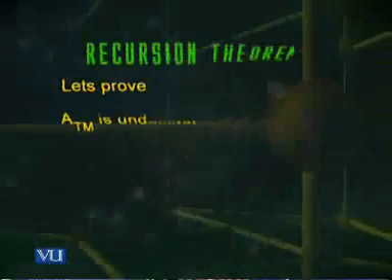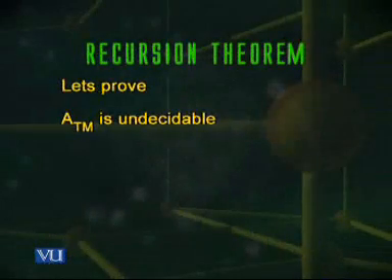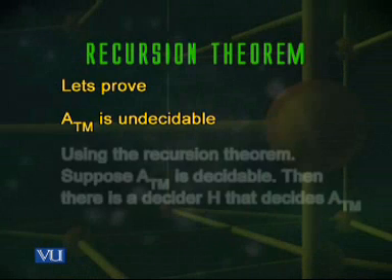Remember A_TM, the halting problem? Remember that language which consists of all pairs M, W such that M accepts W. We know that this language is undecidable. We already proved it, and the proof was brilliant. It used a diagonalization technique. Now, we will prove the same thing, that the halting problem is undecidable, using the recursion theorem. Let's prove that A_TM is undecidable.